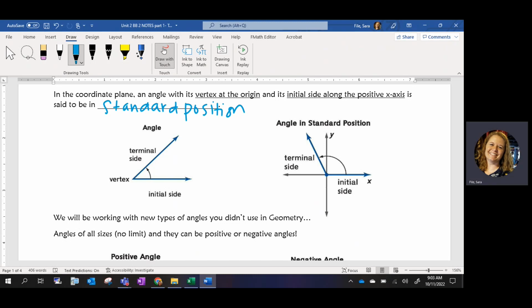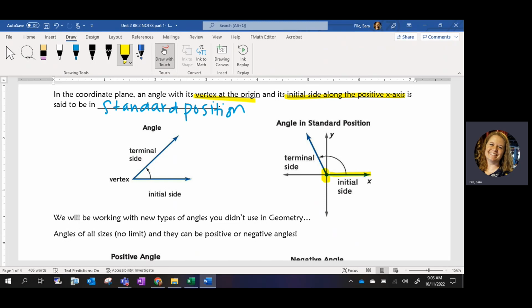Okay, so standard position, and you can see that in this image, the initial side is on the positive x-axis, and then your vertex is at the origin. Those are the two stipulations for it to be in standard position: the initial side along the positive x-axis and the vertex at the origin.